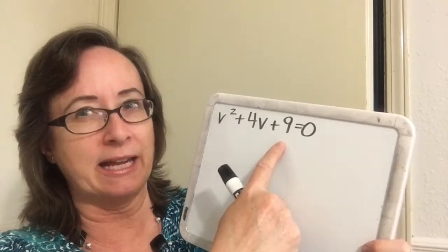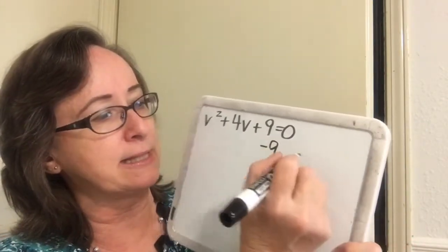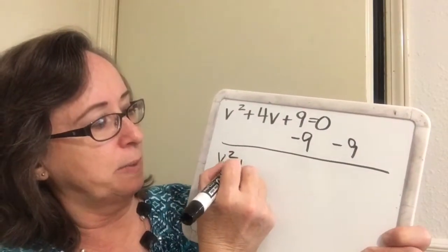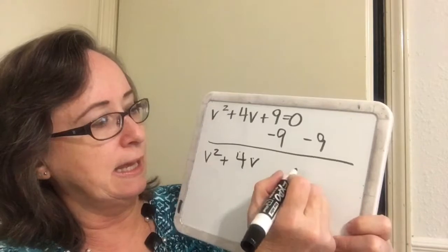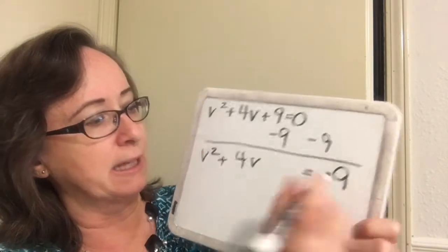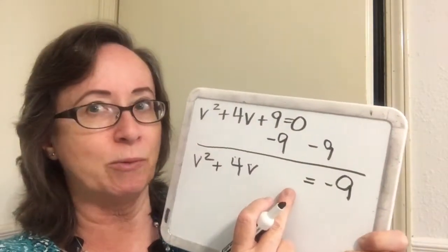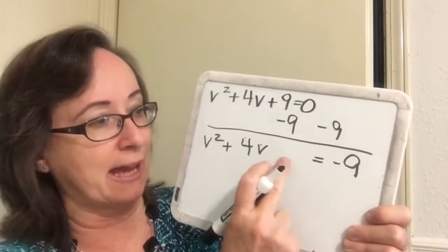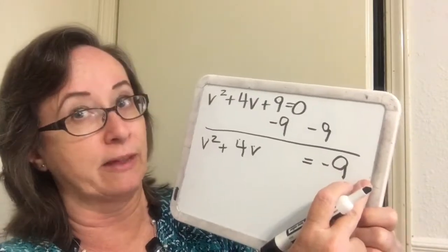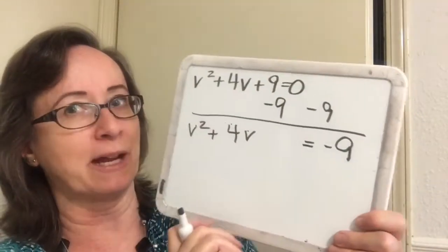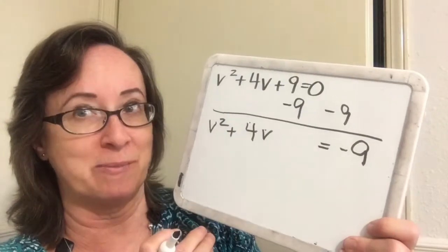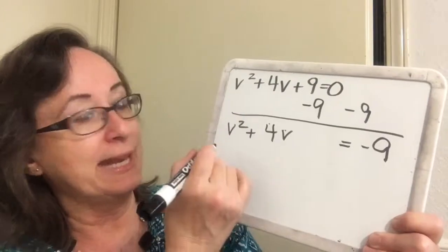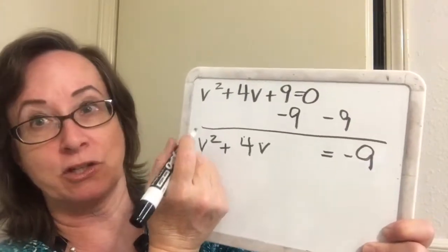So I'm going to take the 9 and subtract it from both sides. So now I have v squared plus 4v equals negative 9. Now I'm going to leave a space here because I'm going to complete the square. And when I find the number that needs to be added here, I will also add it on the other side, because I don't want to change my equation, I want to get it in a new form so that it's easier to solve.